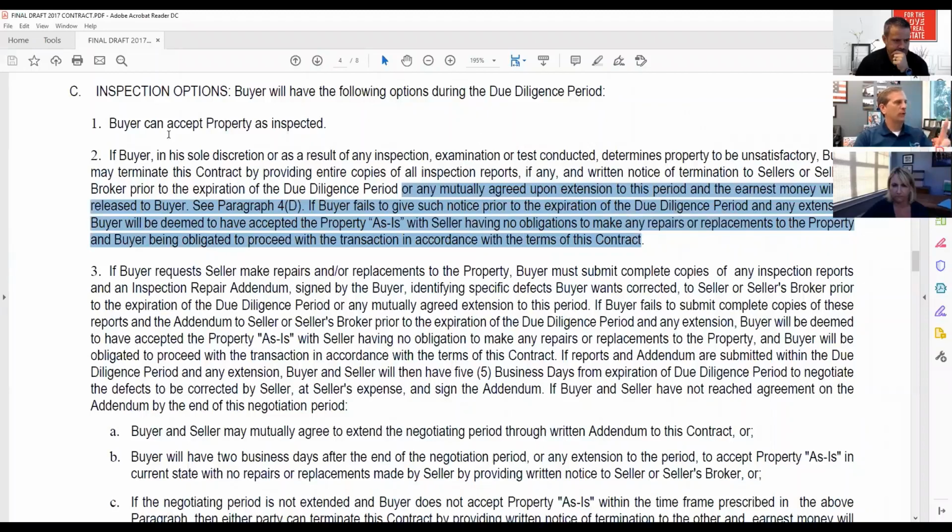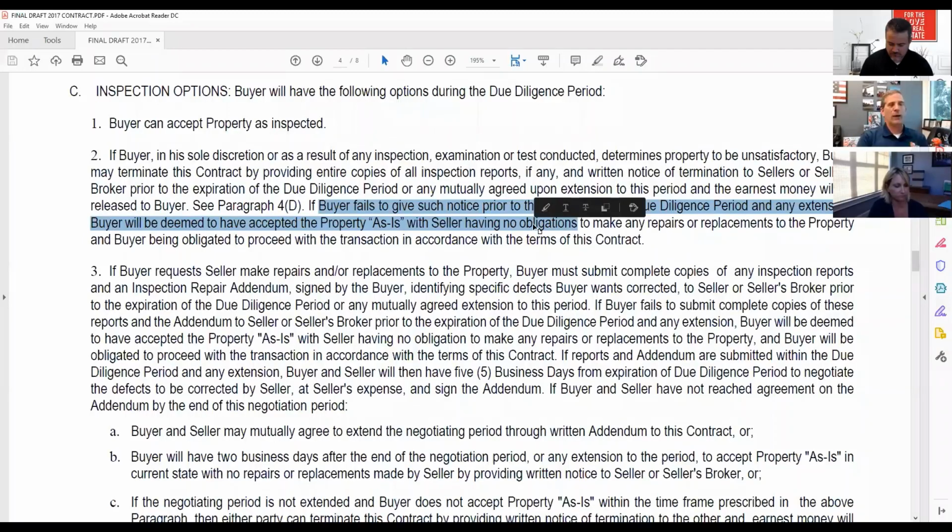So the first option is the buyer can accept the property. The second option is, in their sole discretion or as a result of an inspection, they can terminate the contract by providing inspection reports and written notice that they are terminating. Now, if the buyer fails to provide notice during the due diligence period, then they will be deemed to have accepted the property as is, and the seller has no obligation to make repairs, and we're moving on. So really, that's another thing a buyer can do. A buyer can just say nothing, which means he's buying the property in the condition it's in. He can verbally or affirmatively say, I accept it and we're moving forward, or he can terminate the contract. That brings us to our last option.